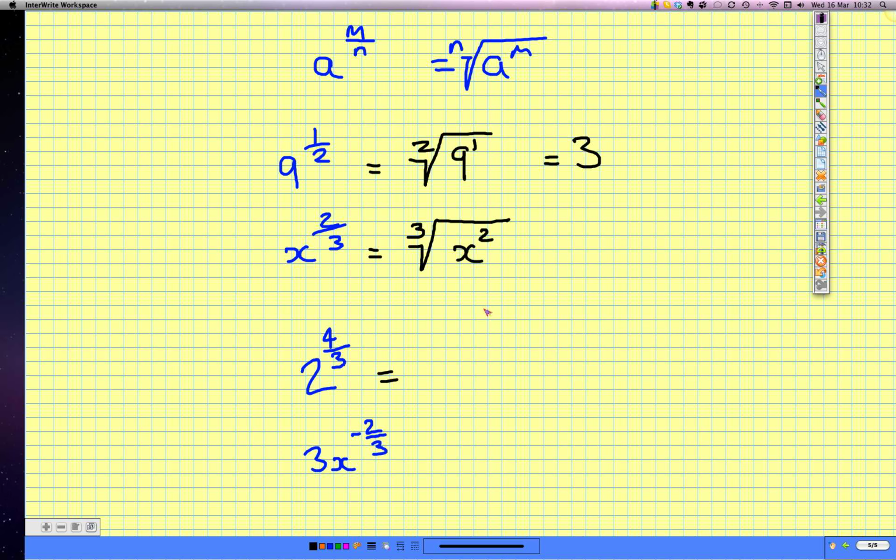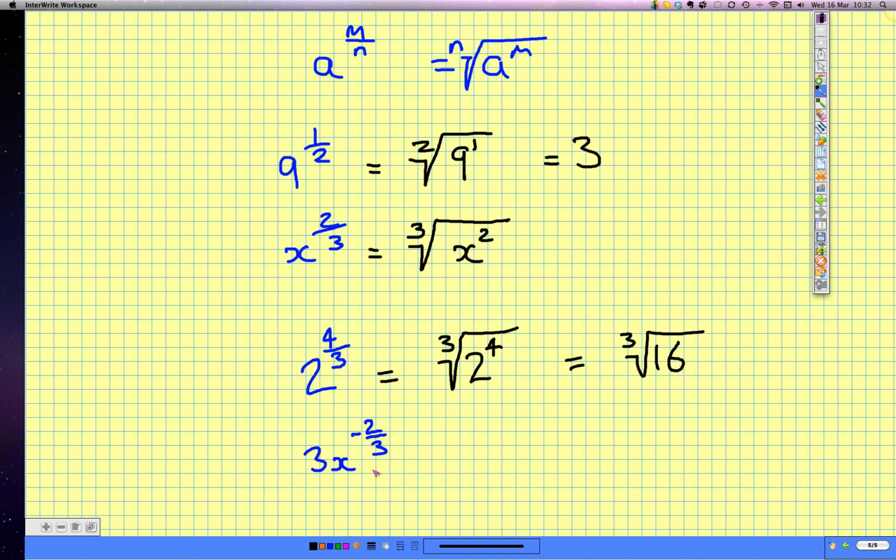This one, 2 to the power of 4/3, just becomes 2 to the power of 4, cube rooted. Or maybe you'd like to actually do that 2 to the power of 4, which is 16. So that would be the cube root of 16.